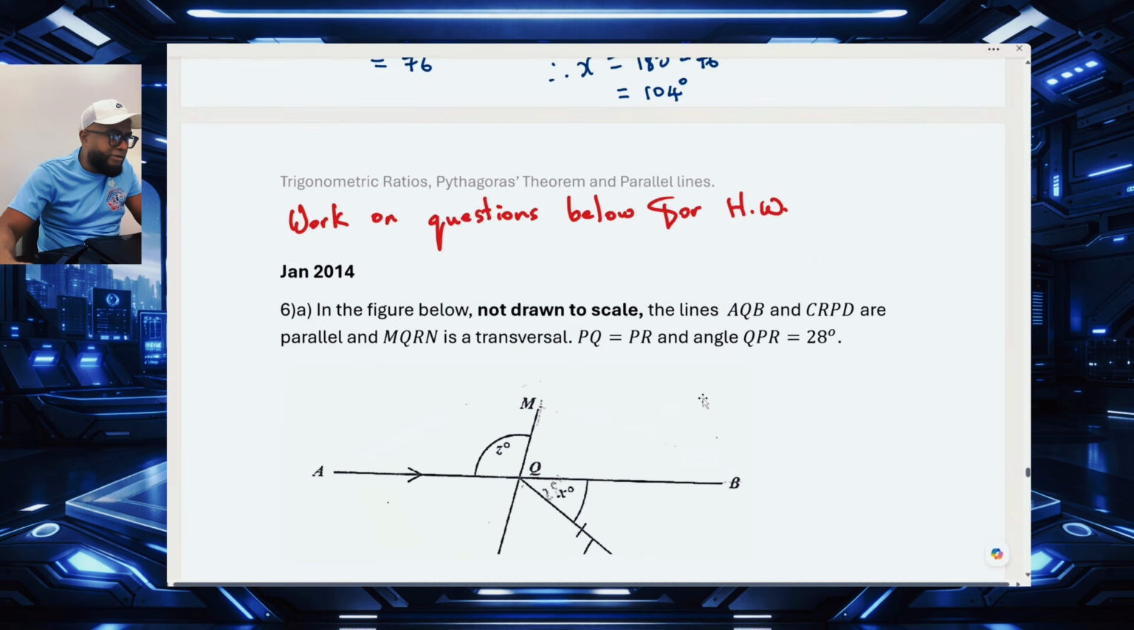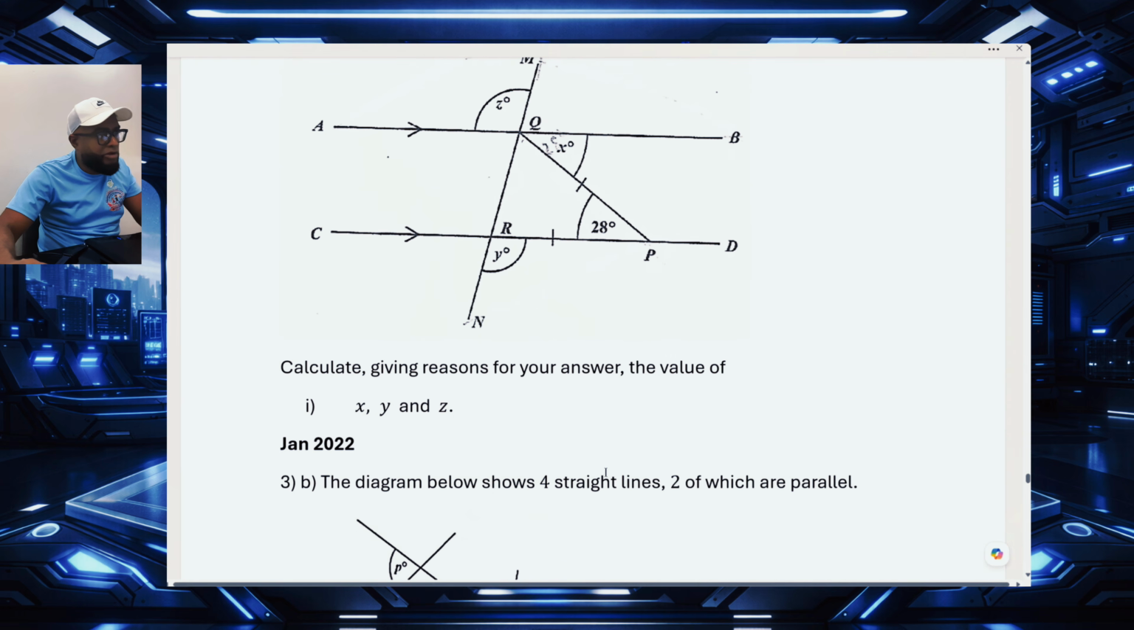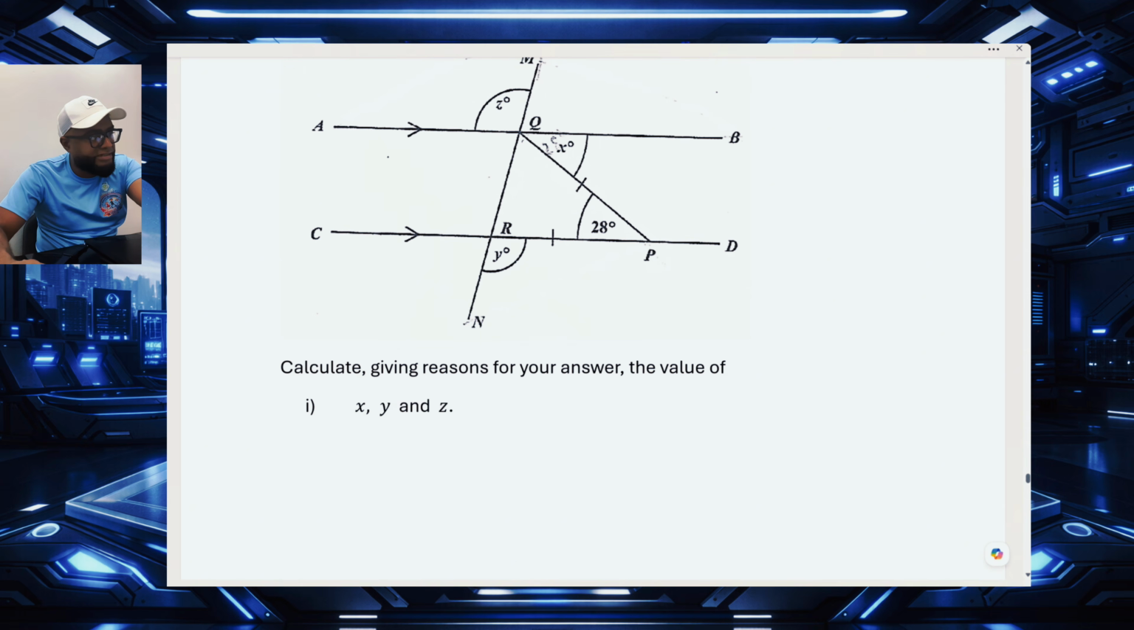So we're jumping back here now. We're dealing with Mr. X first. Mr. X is probably the easiest. They said calculate, giving reasons for your answers, the value of X. So let me go. What is the value of X? And give me my reason.